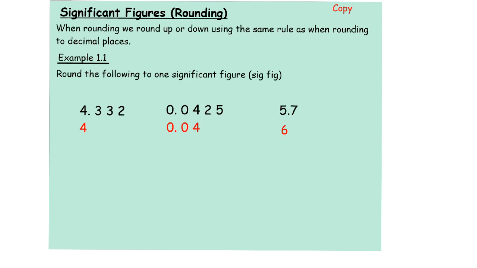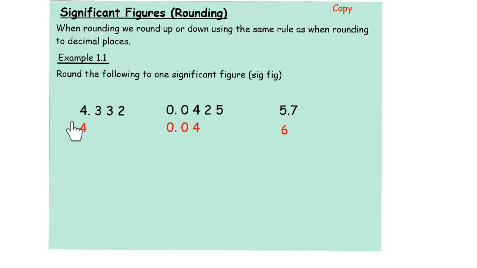So if you copy this example down, round the following numbers to one significant figure. And we sometimes say sig fig for short to save us writing all this out. So it's fine to write sig fig instead of significant figure. So the first number I've put down in the example is 4.332. So at the minute, it has 4 significant figures. We want to round it to 1.